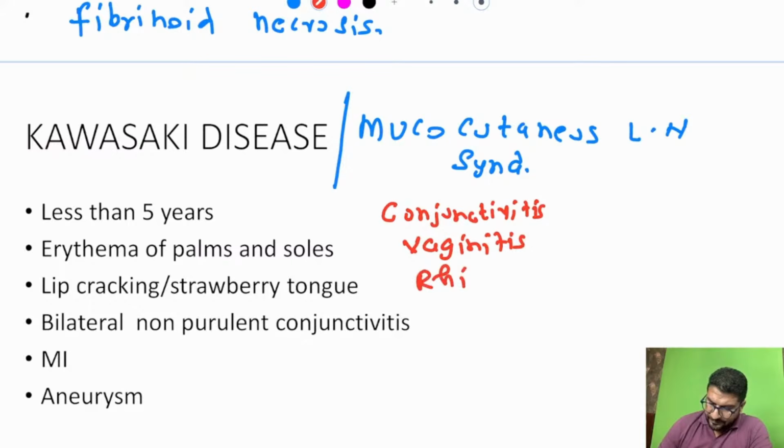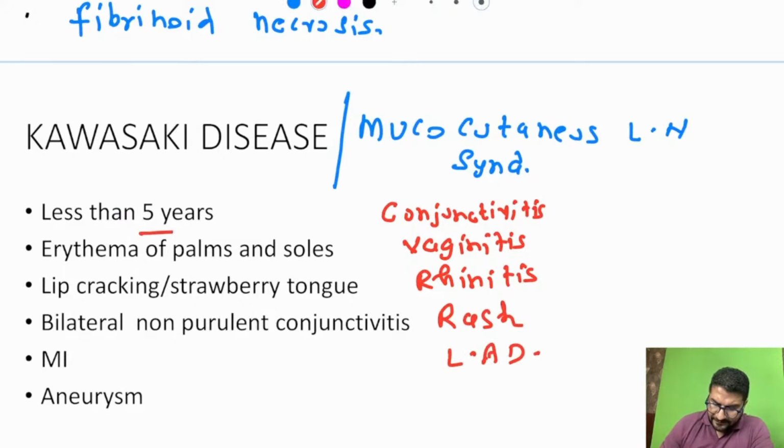Nose inflammation, nose mucosa, rhinitis. Skin में क्या होगी? Rash होगी. Lymph node means LAD, lymphadenopathy. So children affected are less than 5 years. You can see erythema of palms and soles, strawberry tongue because the oral cavity is a mucosa.